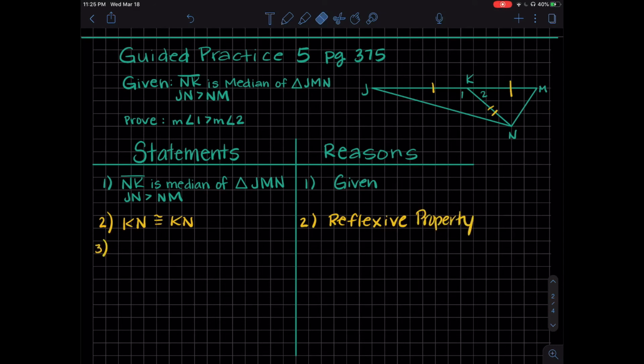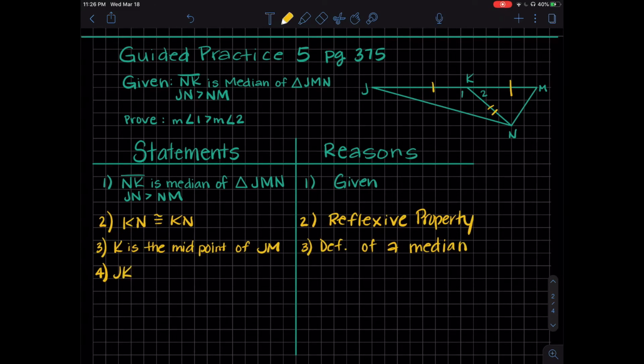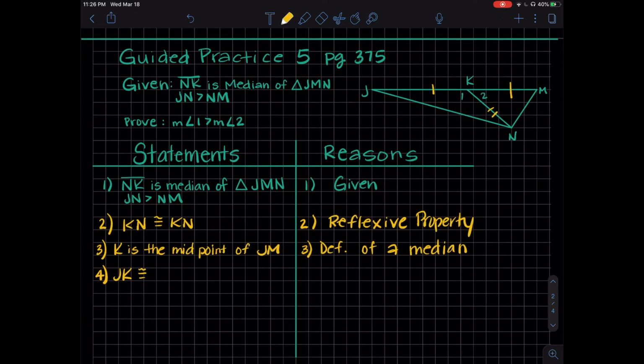Let me start over now. For number 3, K is the midpoint of JM. We know that K is the midpoint of JM by the definition of a median. And then we state that JK is congruent to KM, by the midpoint theorem.